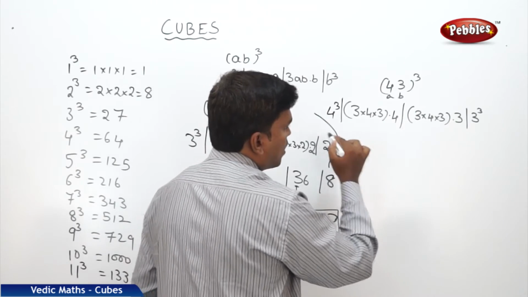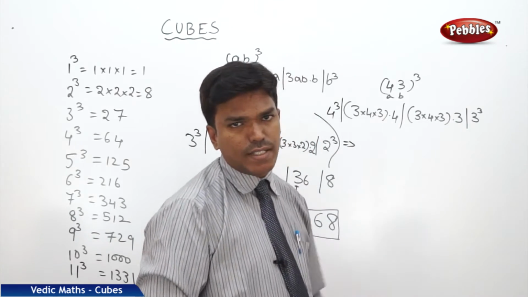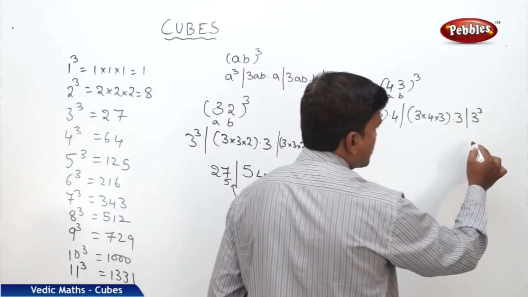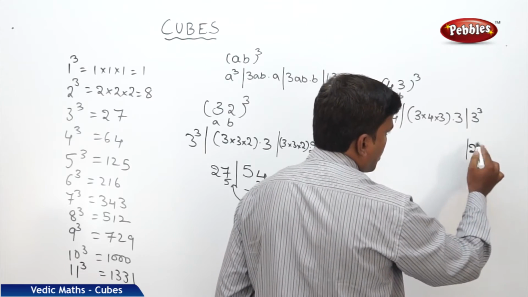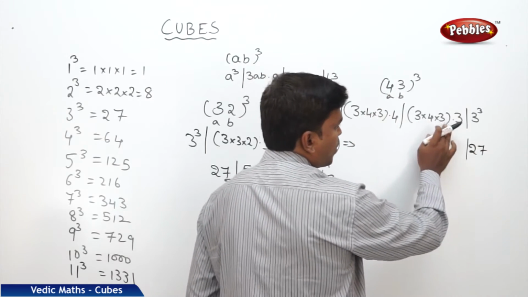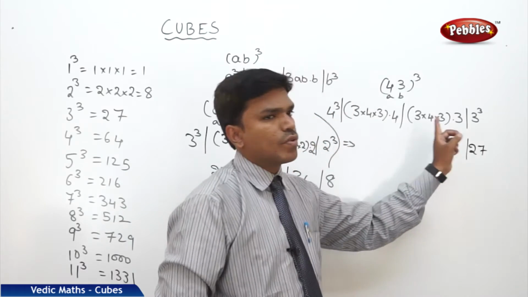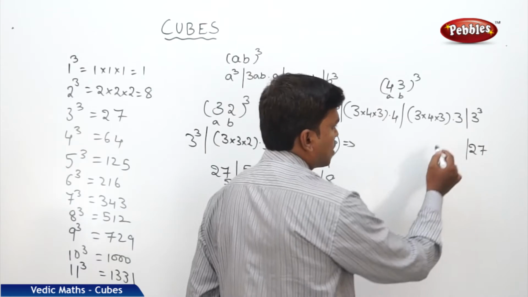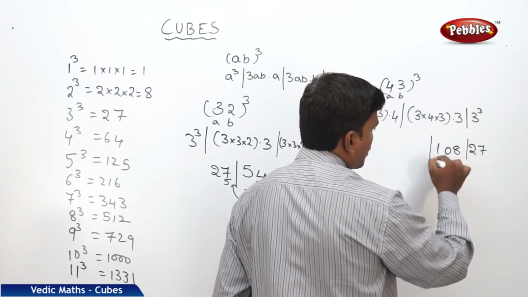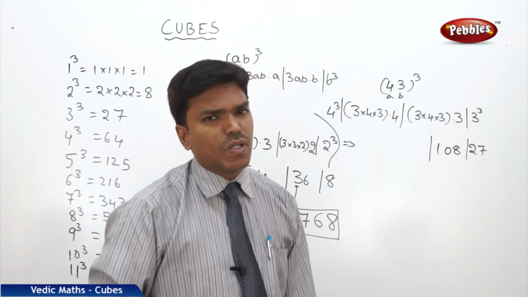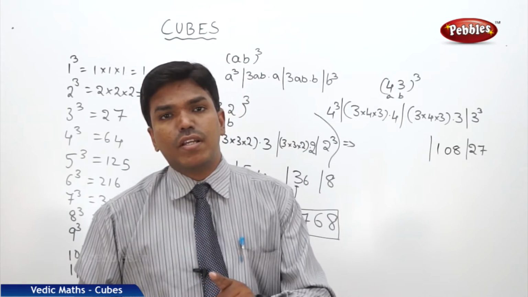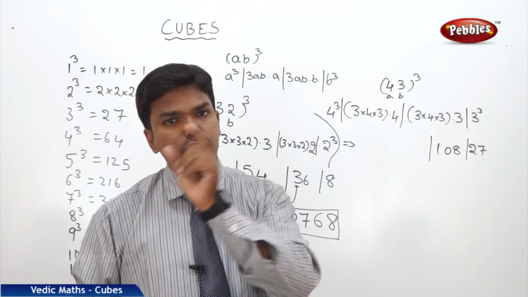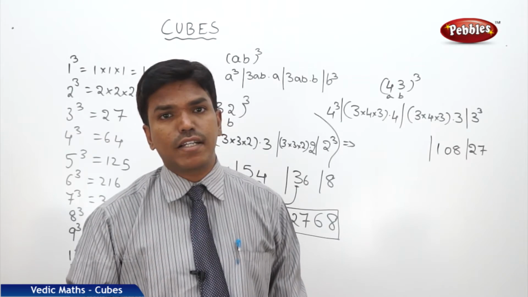Now, let us start calculation from the right side. Okay. So 3 cube means 27. Now 3 4s are 12, 12 3s are 36. So 3AB is 36. 36 into 3, 108. But remember, when we are doing the 36 into 3, we have to do it in our mind: 36, 3 times.